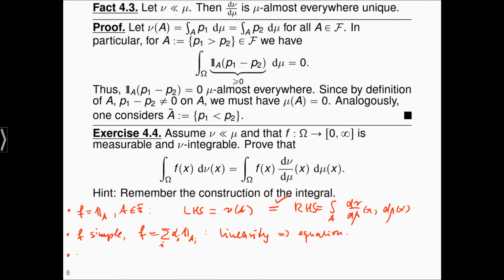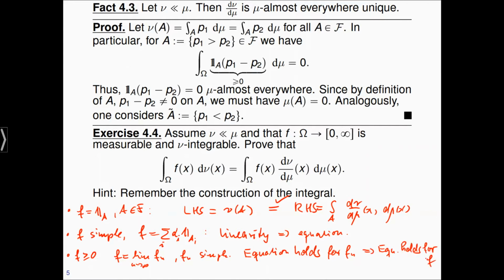And now I guess you know how to continue. If f is a non-negative function, then f can be written as the limit of f n, n tending to infinity, where the f n are simple functions. And we know that this equation holds for simple functions, that's what we just proved. So the equation holds for the f n. And now if we take limits, well, this integral is defined as the limit of the integrals of the step functions, of the simple functions. So this implies that the equation also holds for f.